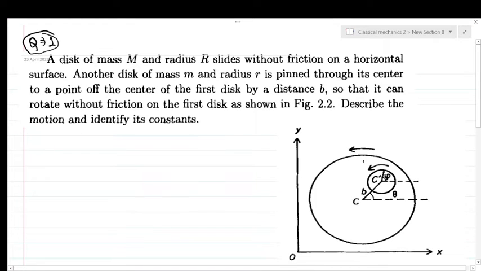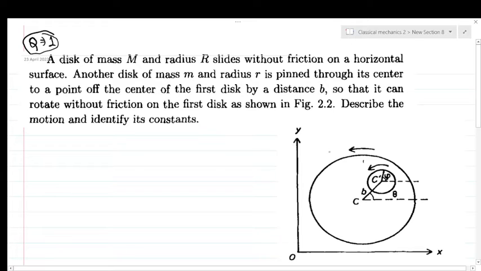Let us start with one question from classical mechanics, from the Lagrangian. A disk of mass capital M and radius R slides without friction on a horizontal surface. Another disk of mass small m and radius r is pinned through its center to a point on the first disk, at a distance b from the center of the first disk, so that it can rotate without friction on the first disk.